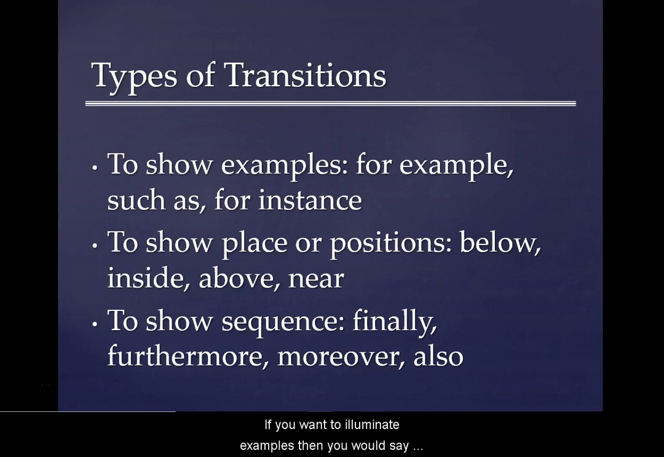If you want to illuminate examples, then you would say, for example, such as, for instance. Transitions to show place or position are directions, like below, inside, above, near. These move the reader around the room or the idea. To show sequence, use first, finally, furthermore, moreover, also.